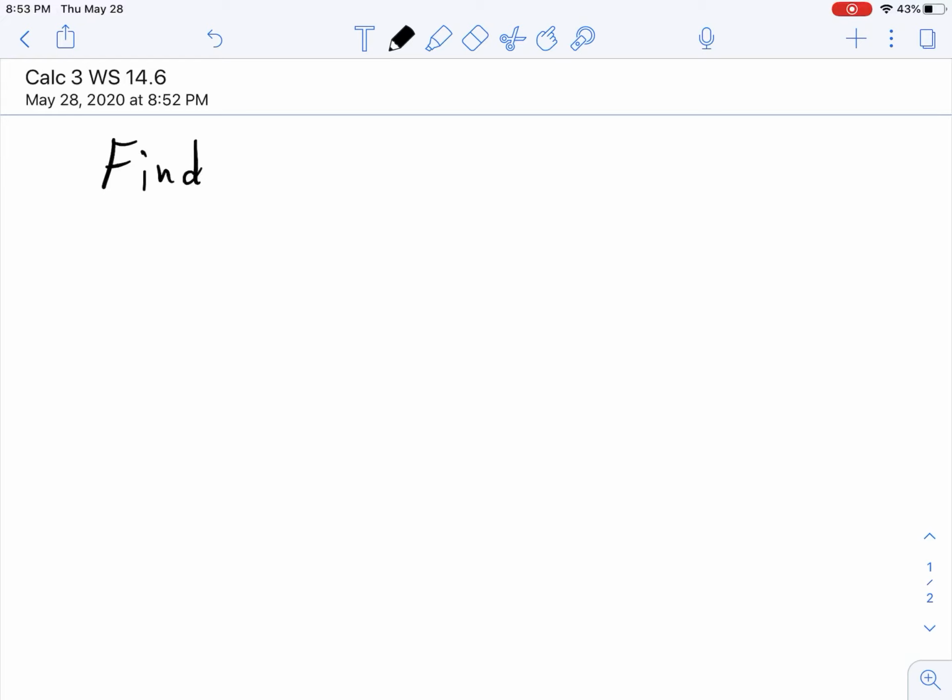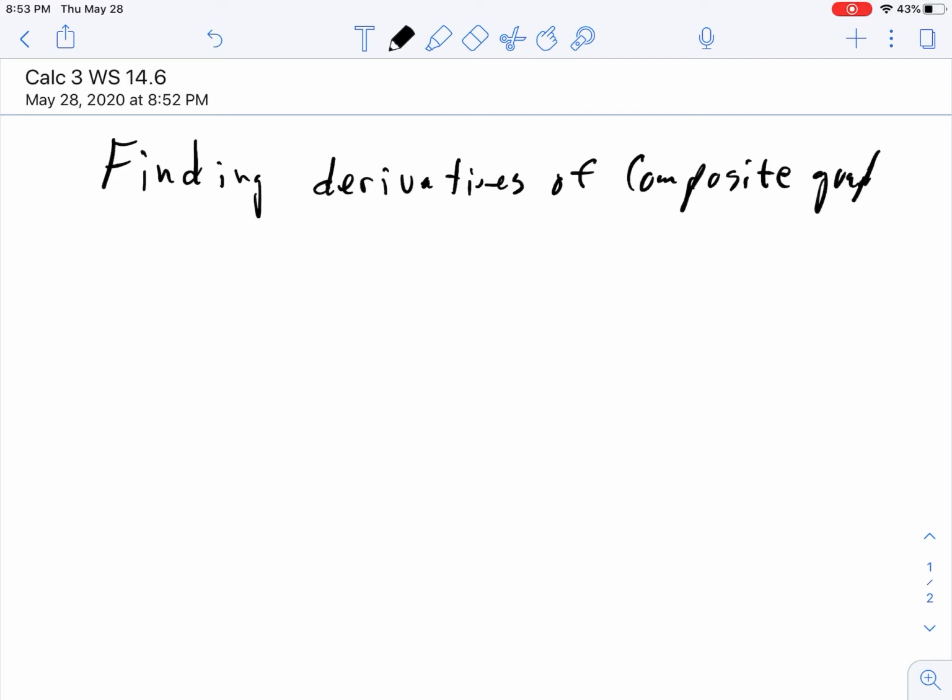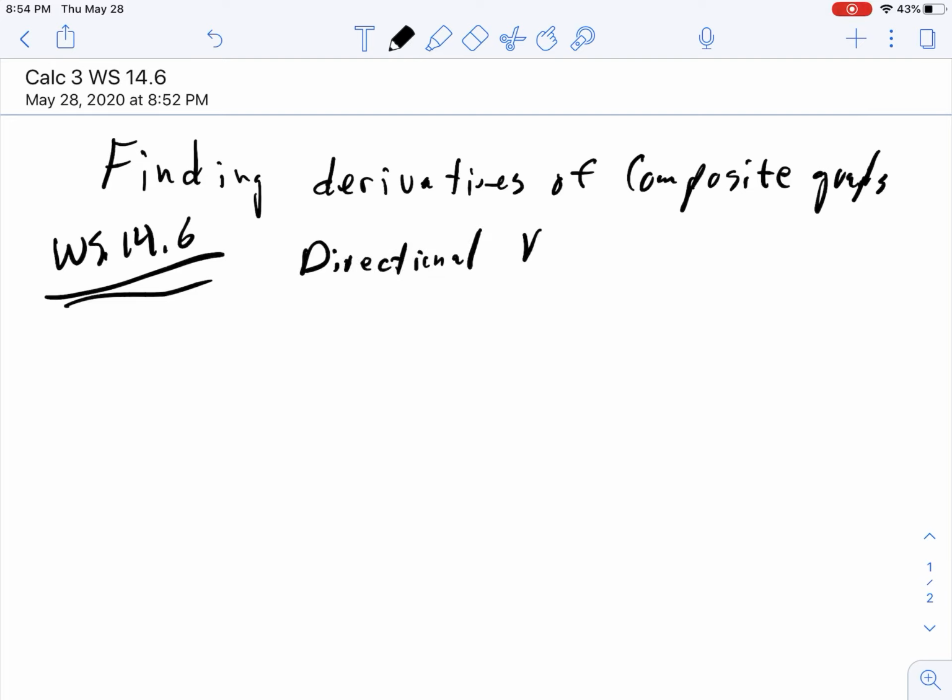All right, so let's do a little review of what the last video did, which was finding derivatives of composite graphs. And I guess I should say this is for worksheet 14.6. Okay, so basically a little review here of doing directional derivatives.